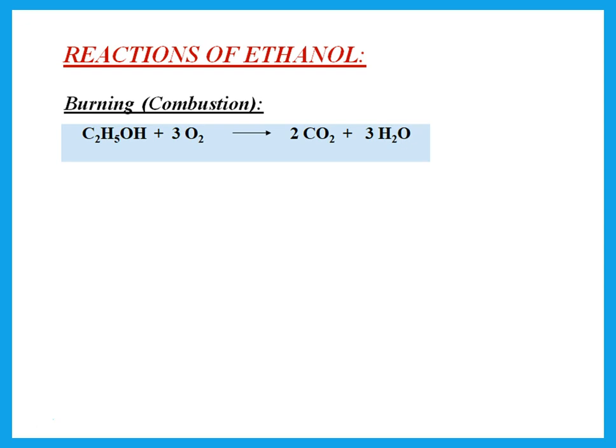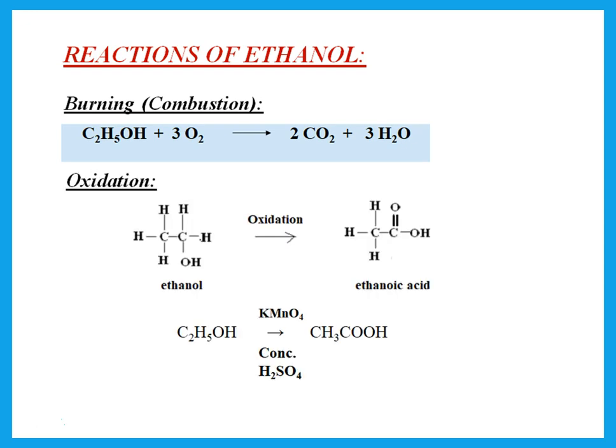Reactions of ethanol. Again, ethanol does the combustion that all the others, alkanes and alkenes, do. Complete combustion will give carbon dioxide and water. Incomplete will give carbon monoxide plus water. But the other reaction of ethanol is the oxidation reaction. So you remember that an oxidizing agent could be potassium permanganate, KMnO4, or potassium dichromate, K2Cr2O7.